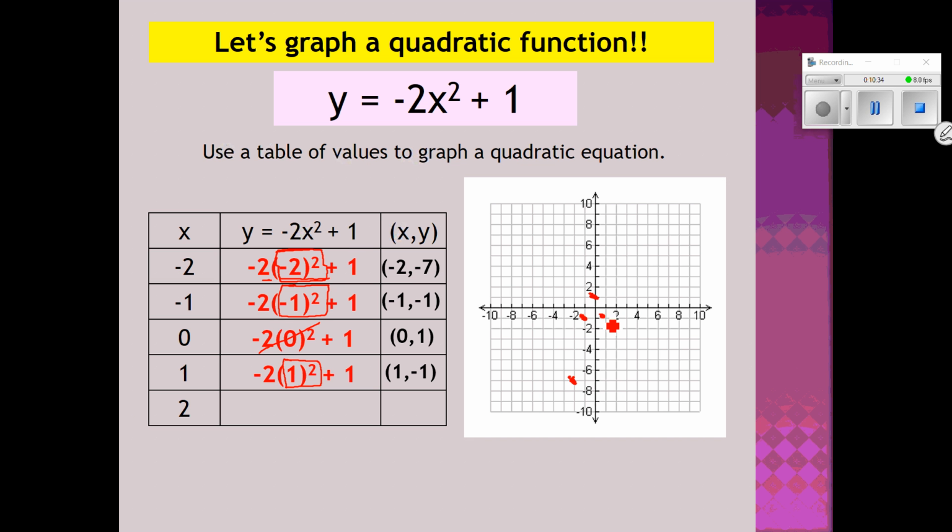I know I'm talking through that kind of quickly. Okay, so you do your 2 squared first. 2 times 2 is 4. 4 times -2 is -8, plus a +1 is -7, so it would be (2, -7). Again, when you're drawing your parabola, it's going to be curved. Notice that there's an axis of symmetry, a line of symmetry that you can draw down through the middle of it. So we're just practicing getting a list of ordered pairs from our function and graphing it.